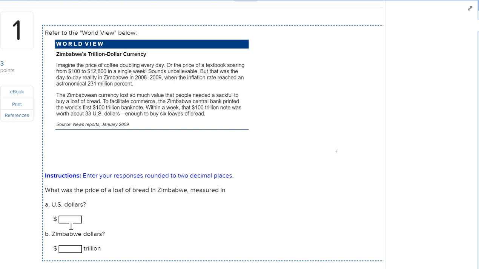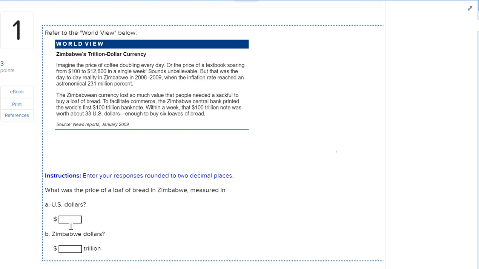Number one deals with the idea of currency, inflation, and really devaluation in Zimbabwe. And they ask you about the price of a loaf of bread in Zimbabwe measured in US dollars and in Zimbabwe dollars. And in the problem, they give you the information that you're going to need to calculate that.